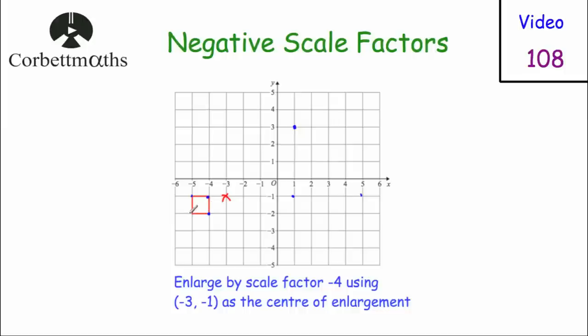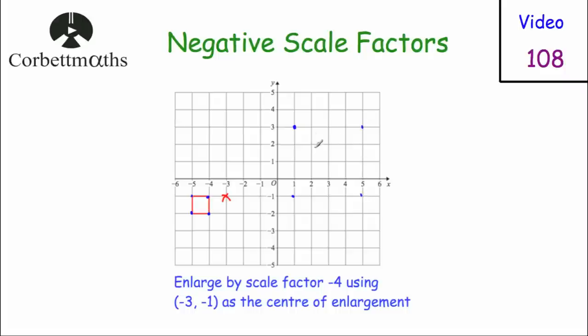Okay, and finally, our point down here, the bottom left-hand point of our square, it's 2 to the left and 1 down. So instead of going 2 to the left and 1 down, we're gonna go 4 times as far away, but in the opposite direction. So instead of being 2 to the left, it's gonna be 8 to the right. And instead of being 1 down, it's gonna be 4 up. So 1, 2, 3, 4, 5, 6, 7, 8, and 4 up, 1, 2, 3, 4.